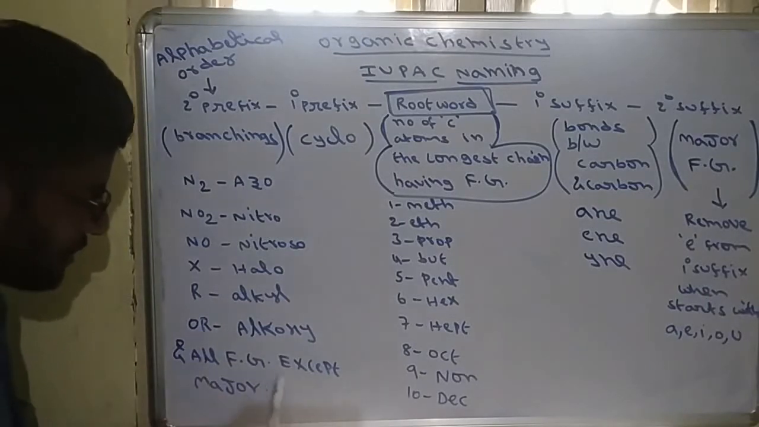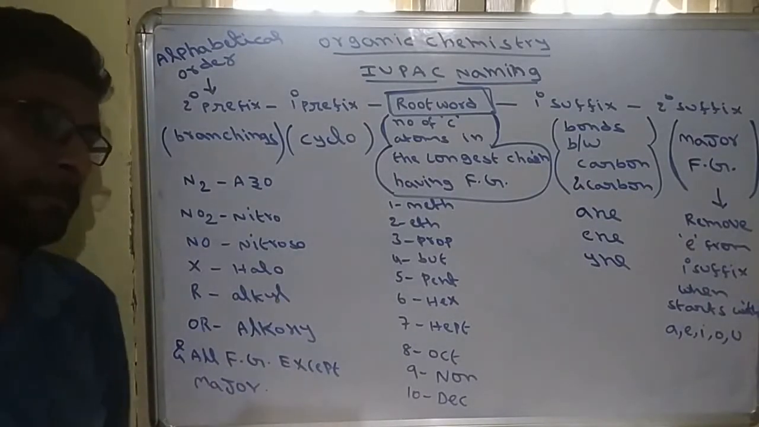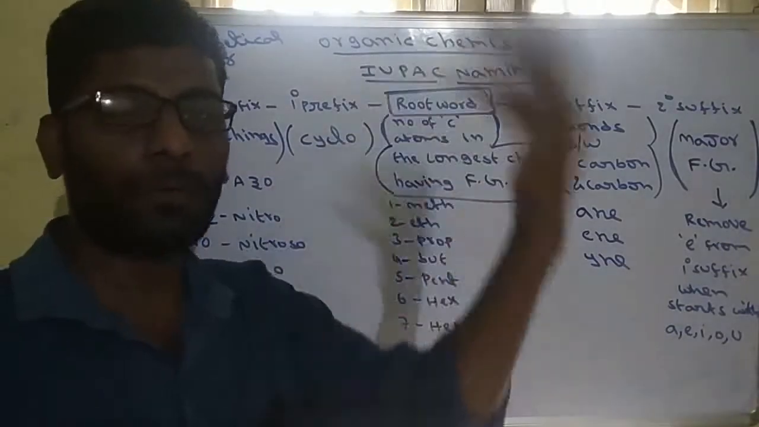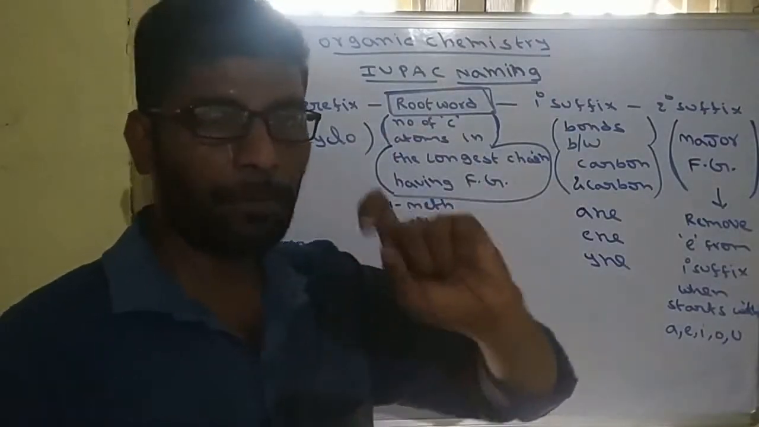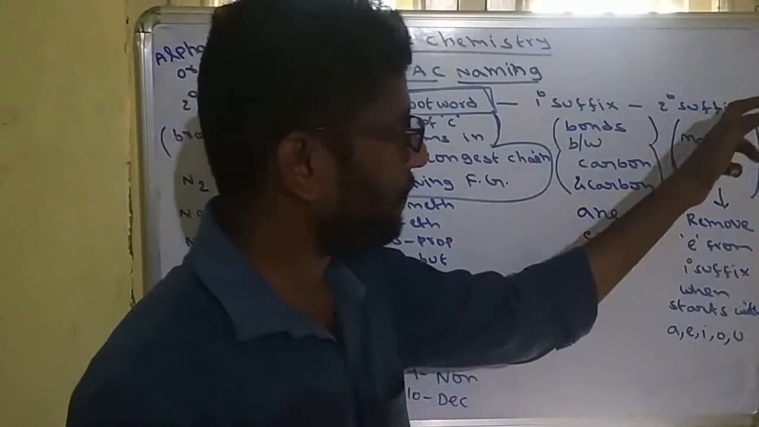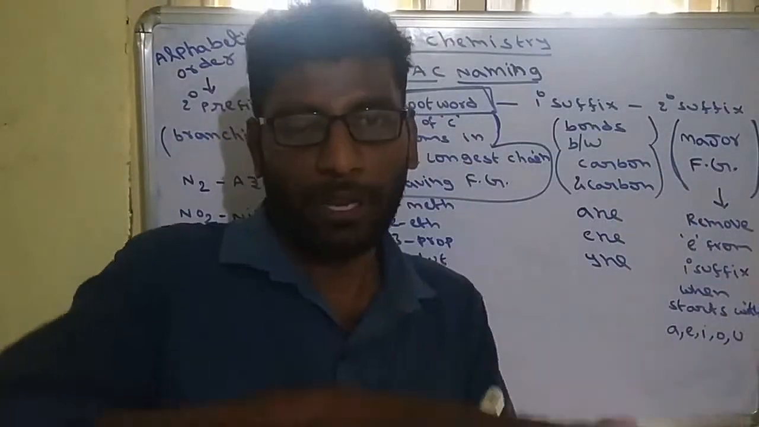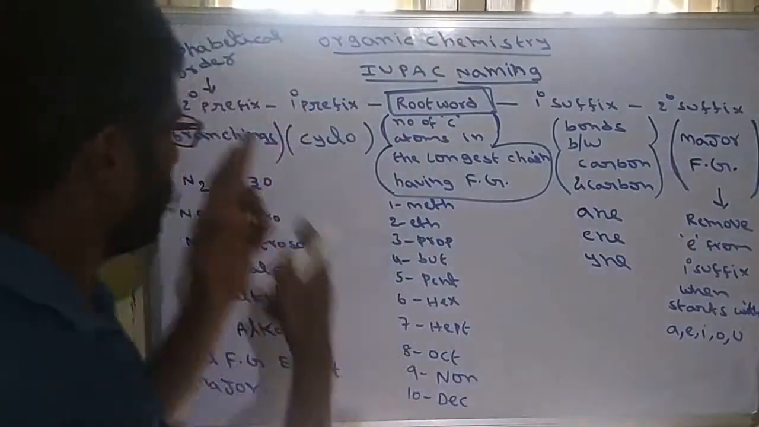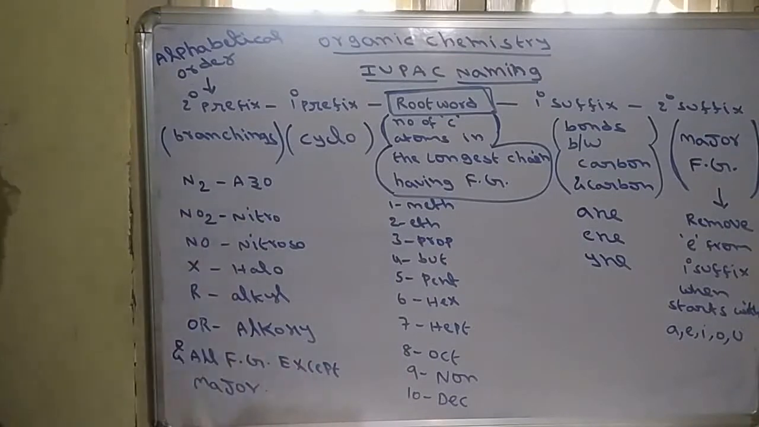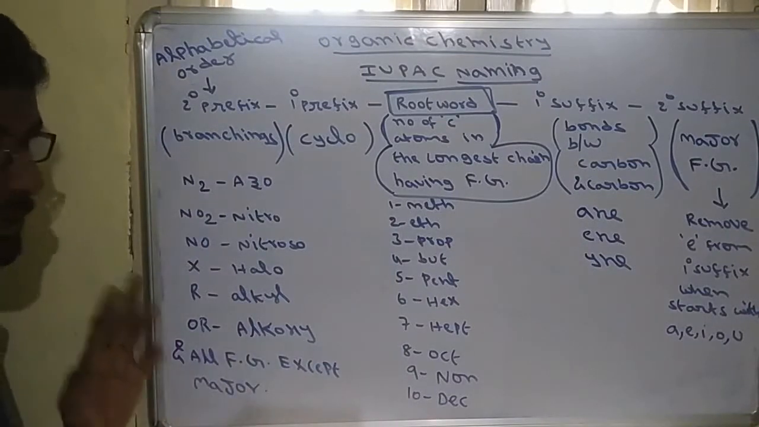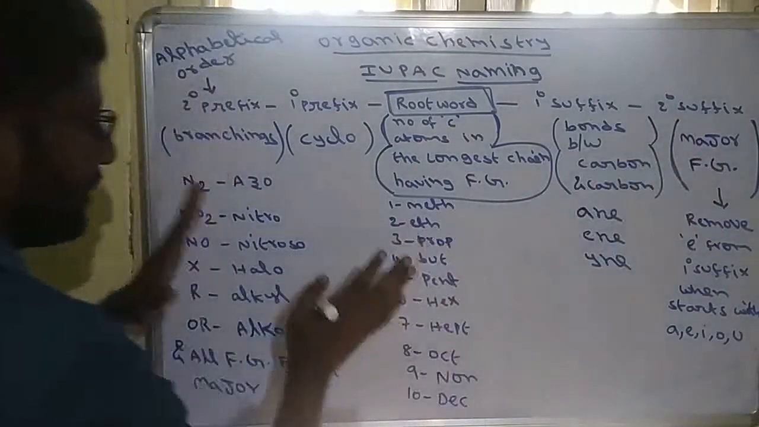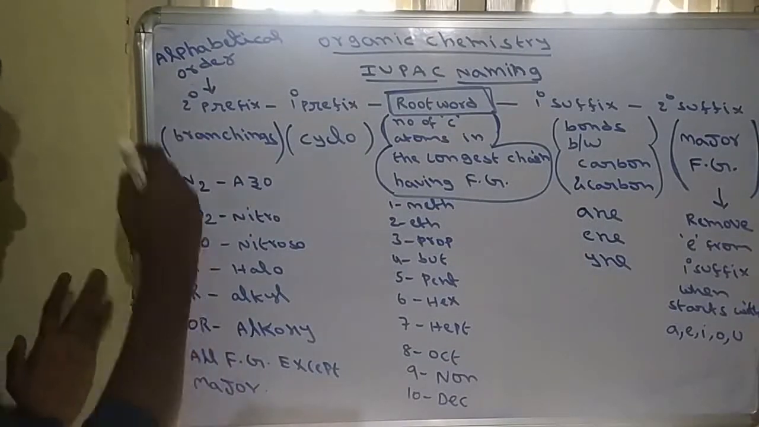Similarly, all functional groups except the major one. If the molecule contains more functional groups, among them we choose the major one and write it in the secondary suffix. All remaining functional groups we write as branchings, in the secondary prefix.